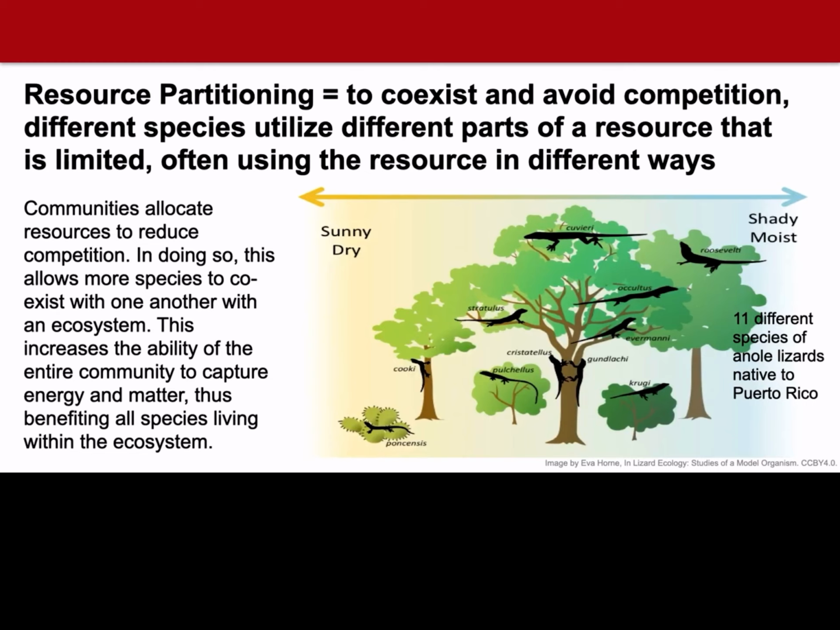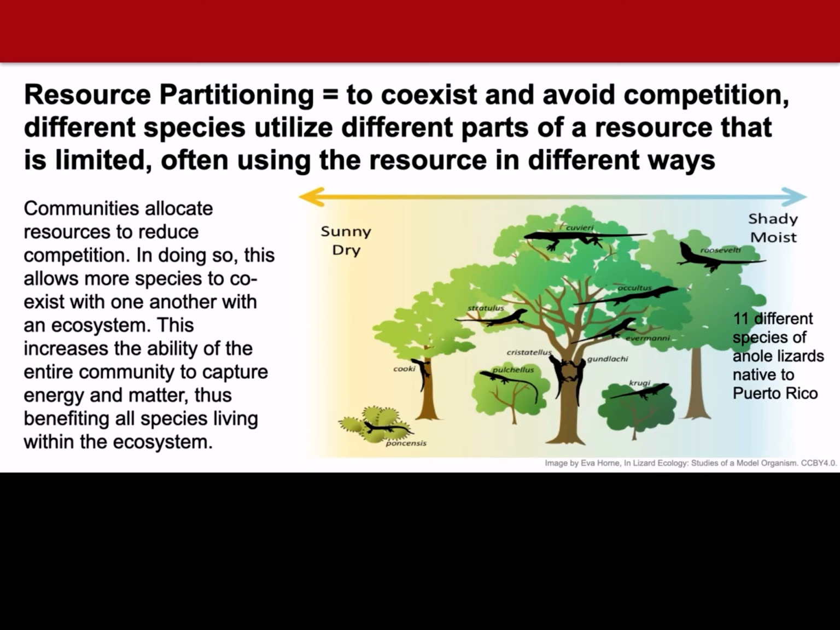Contrary to competition, some neighbors within a community find ways to practice resource partitioning. Resource partitioning is a strategy in which different species use different parts or aspects of a resource that is limited, rather than try to compete directly for that same resource. To partition resources, communities allocate resources to reduce competition. In doing so, more species are able to coexist with one another within the ecosystem.